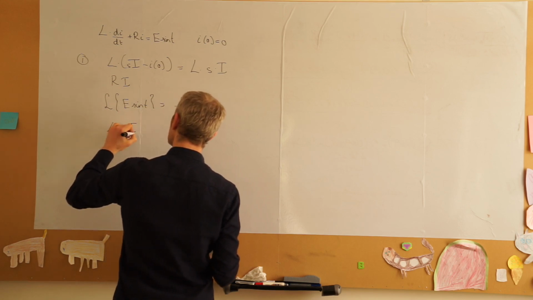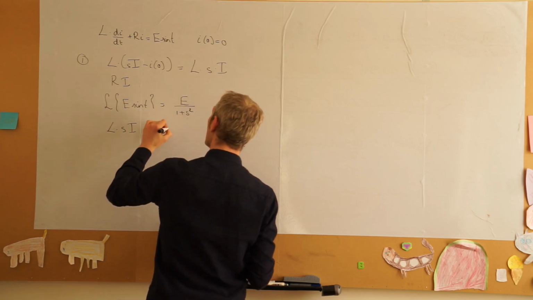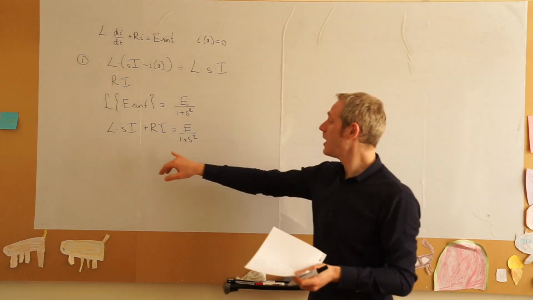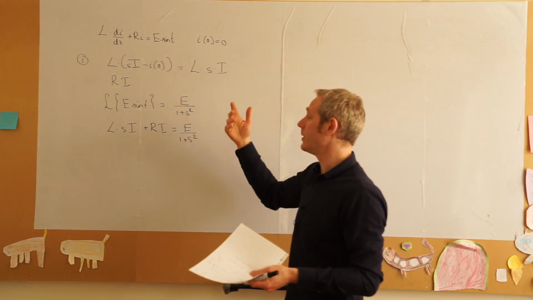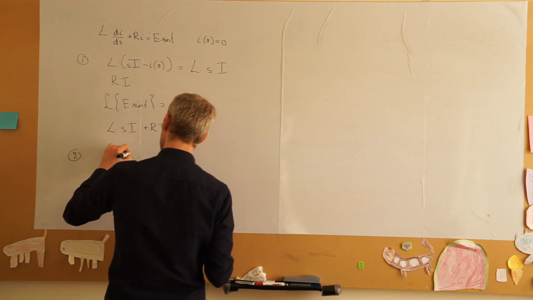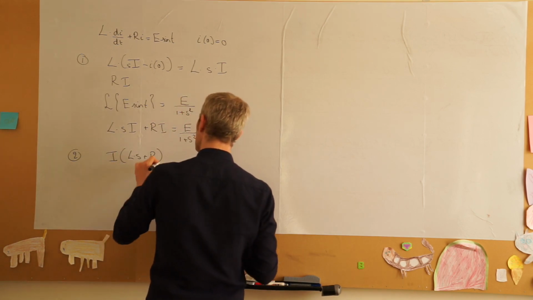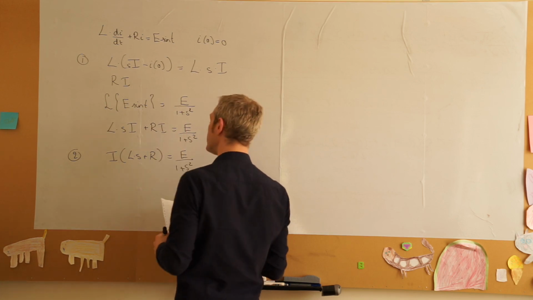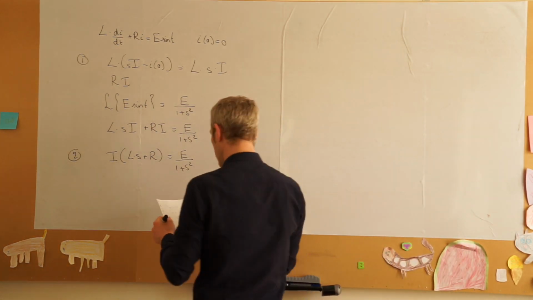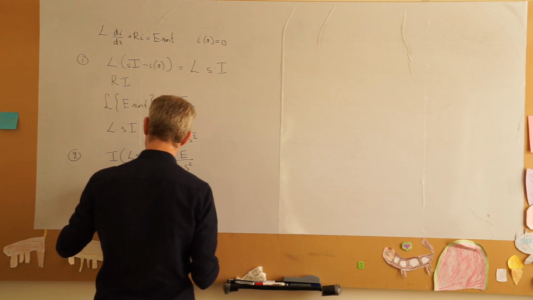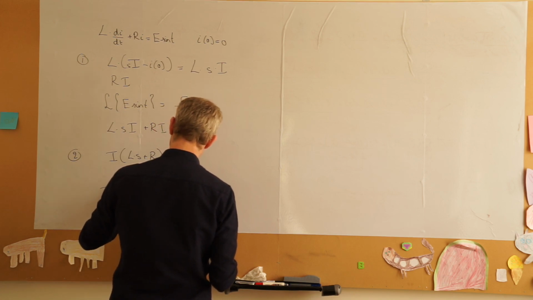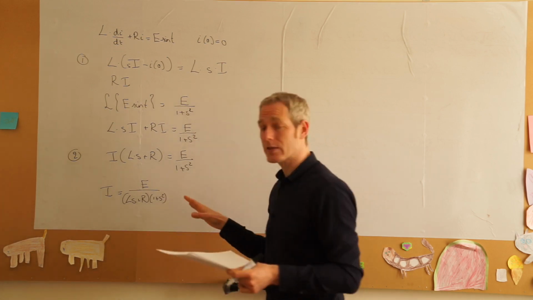L times S times I plus R times I equals E over 1 plus S squared. So now we've taken the Laplace transform. Step 2 is isolate the Laplace transform of the variable we're interested in, which in this case is I. So we have I times Ls plus R equals E over 1 plus S squared. And we can now divide left and right by this term, and we end up with I equals E over Ls plus R times 1 plus S squared. So this was step 2.